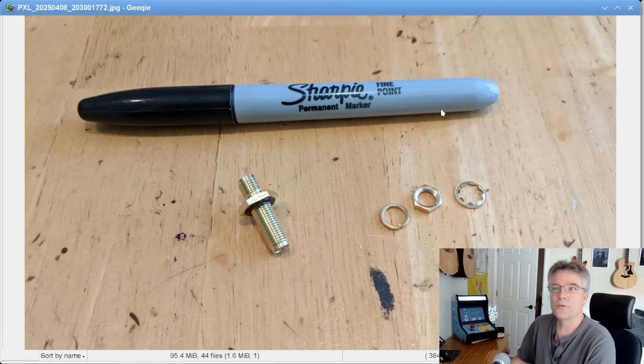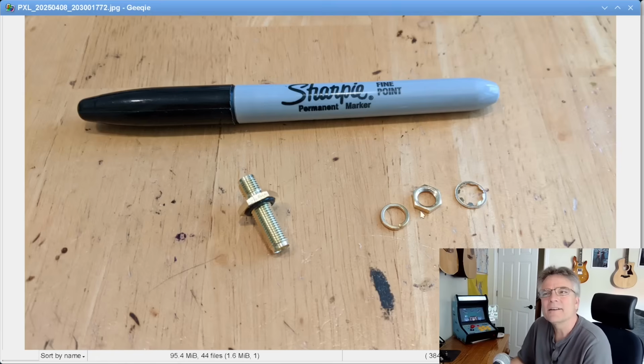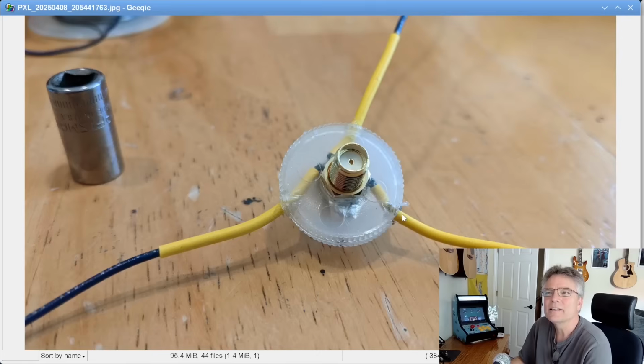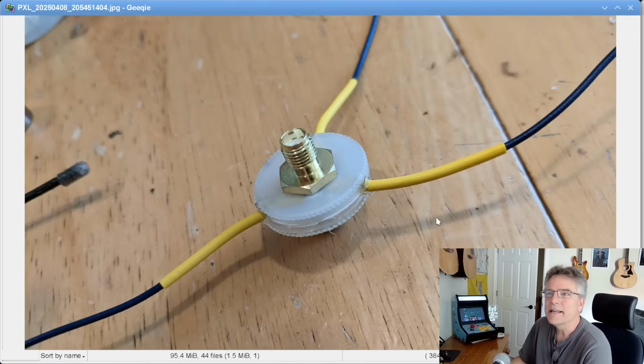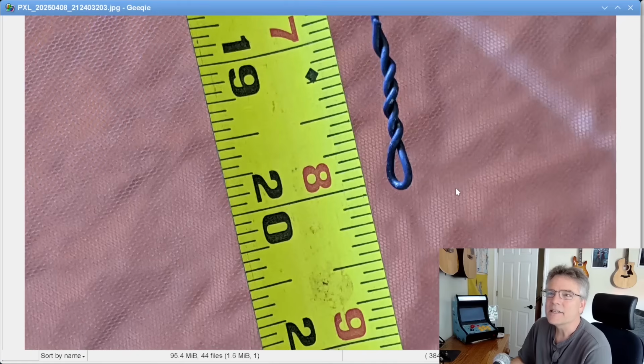The Sharpie is there for scale. Oh, and this has a little O-ring in it too. How cool is that? And it's actually a waterproof scenario, right? In case it starts raining up there. So this is the bulkhead version. And did I get that right? Yeah. And so this is it lashed to the tent.